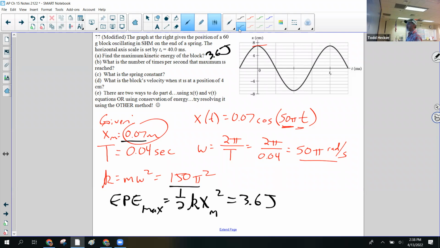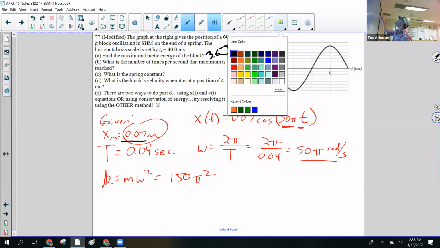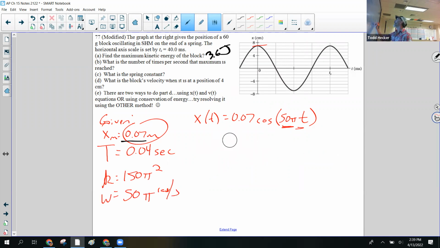What's another way we could have done that? Well, let's see. Some of this information I'm going to want. This will help you sort of connect the dots. What do all these numbers mean and how do they fit together? All right, so let's make a note. K, we have since found out, is 150 pi squared. We know that omega is 50 pi radians per second. So maybe a more direct way of solving this probably was your intuition when you read the problem.